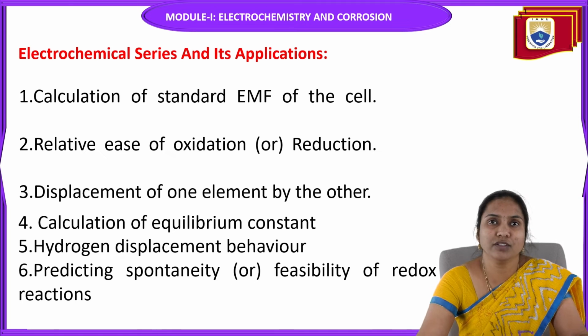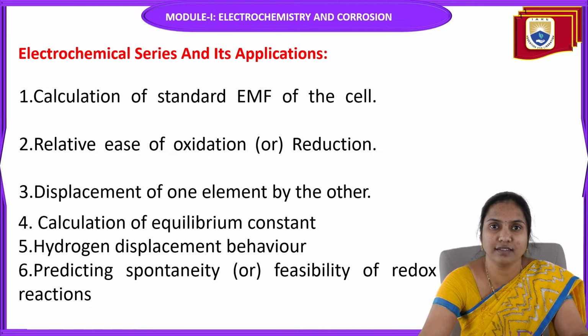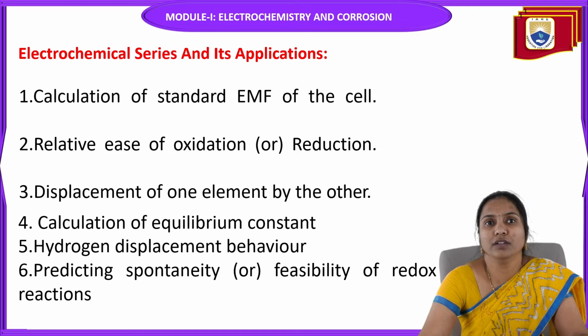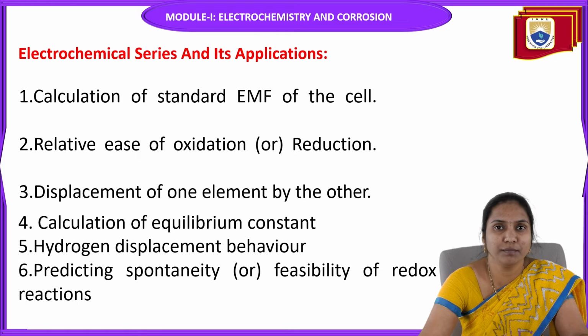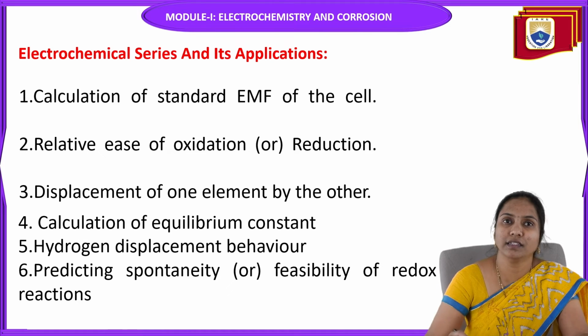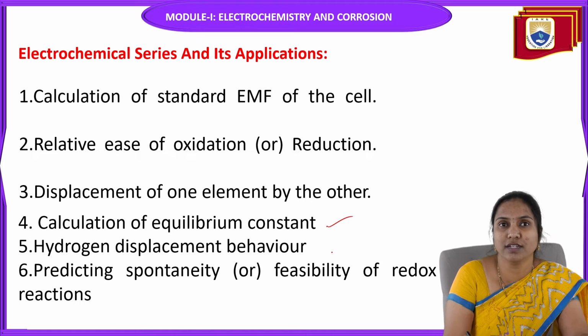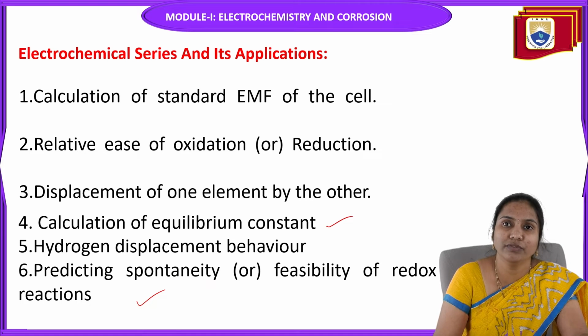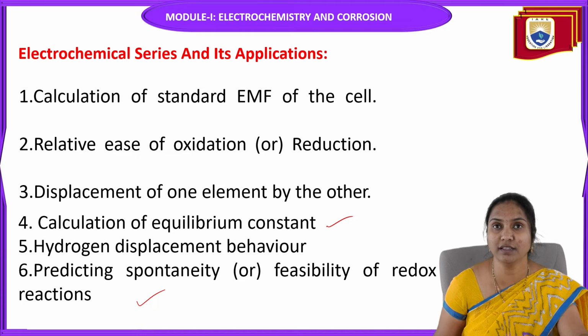What are the applications of the electrochemical series? Here we are given six applications: calculation of standard EMF of the cell, relative ease of oxidation or reduction, displacement of one element by another, calculation of equilibrium constant, hydrogen displacement behavior, and predicting spontaneity or feasibility of redox reactions. These are the applications of the electrochemical series.